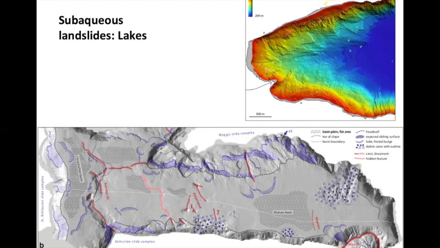However, this last landslide was most likely caused by a subaerial failure on a mountain and the resulting material falling into the lake. But you can see in this survey of Lake Lucerne numerous debris flow deposits and exposed sliding surfaces, as well as many headwalls that are evidence of many failures underneath the water surface.